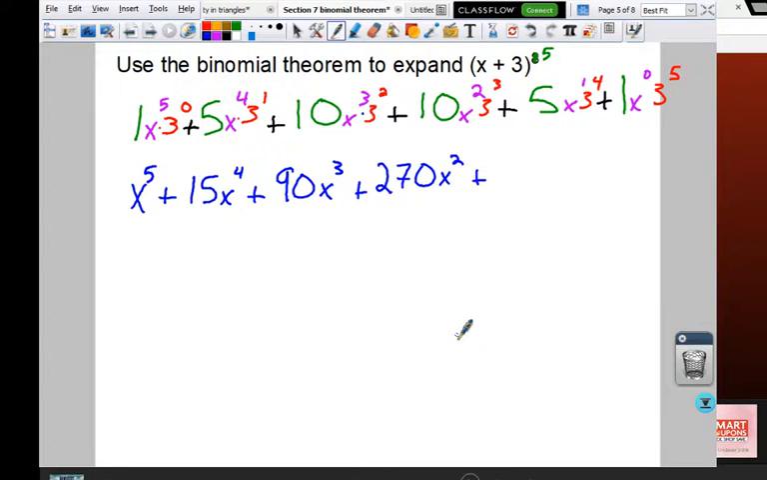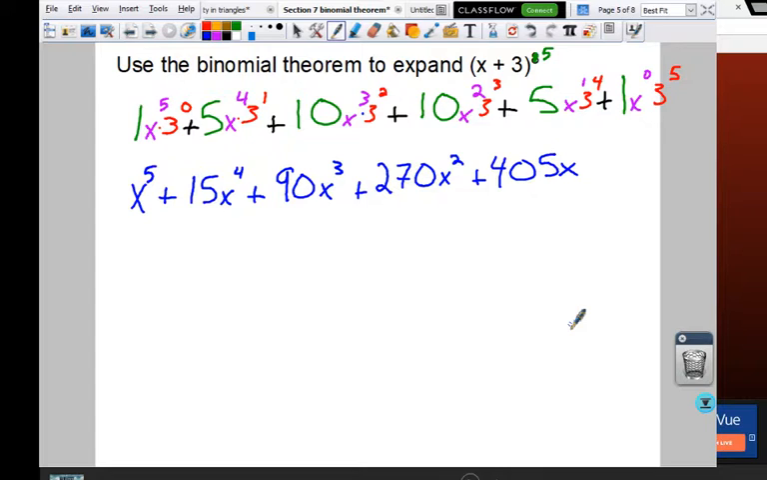Plus, I have 5x. If I have x to the 1, does it even matter really? No. So I just have 5x times 3 to the 4th. And I don't know what that one is off the top of my head. 3 to the 4th is 81. Yeah, 81. I forgot the times 5 part. So we go 81 times 5 and we get 405x.